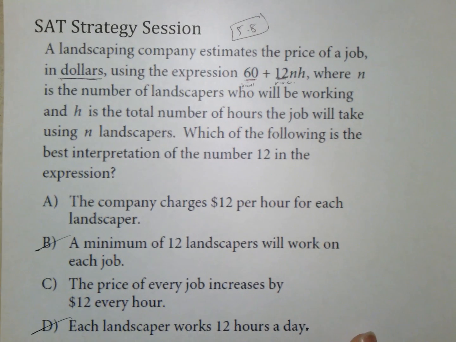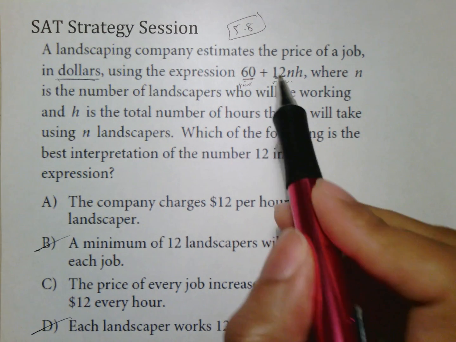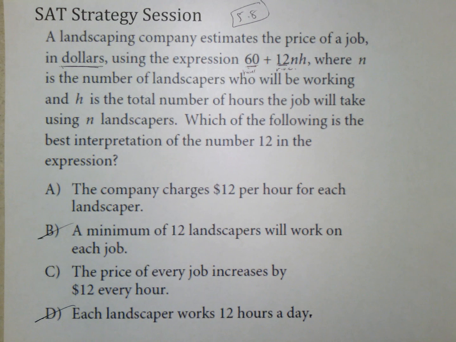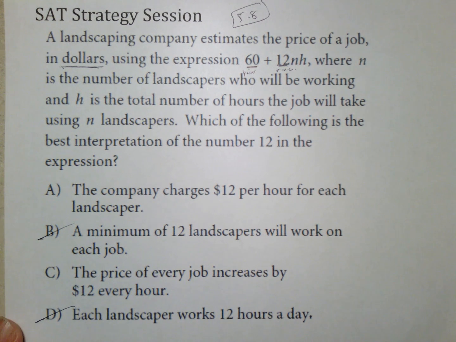So what we did just by using common sense here is understand this represents a price, and that there's two answers here that don't talk at all about price, and so it has to be A or C so far. That at least gives us a 50-50 shot.